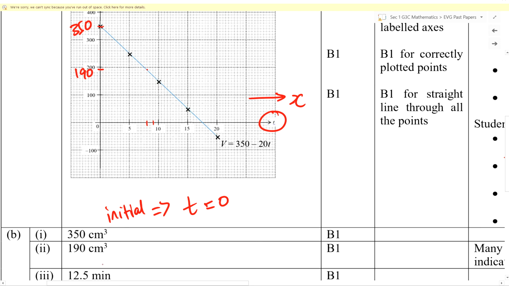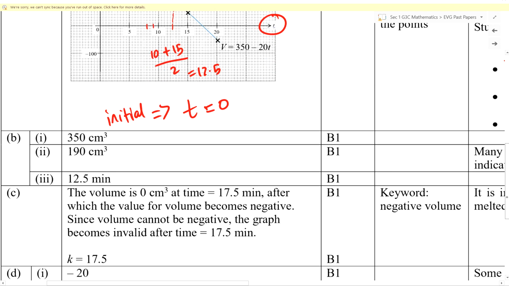For the volume to become 100, so this is our time, which is exactly between 10 and 15. So like mentioned at the start of the paper, exactly in between will be the average. Divided by 2, that gives us 12.5 minutes.